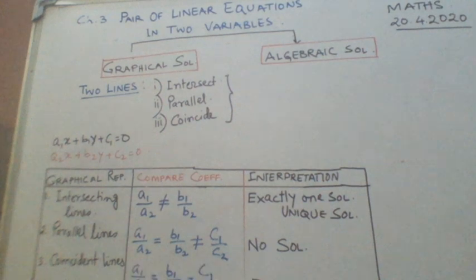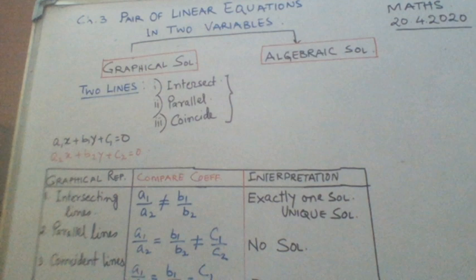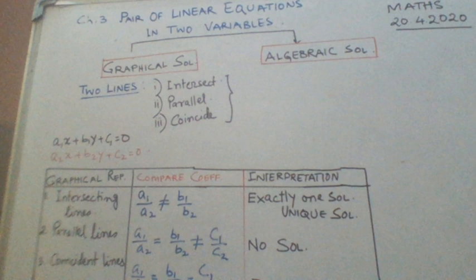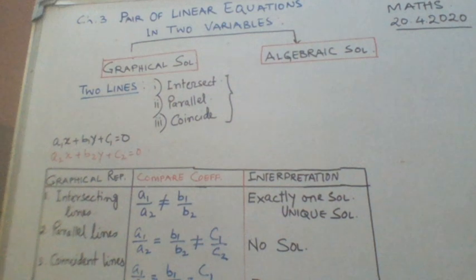Then comes coincident lines. The two lines that coincide. Coincide means they merge together. They agree with one another. Coincide means they agree at each and every point. So a1 upon a2 is equal to b1 upon b2 is equal to c1 upon c2. So in that case, we are going to have infinitely many solutions. So this table is very important.